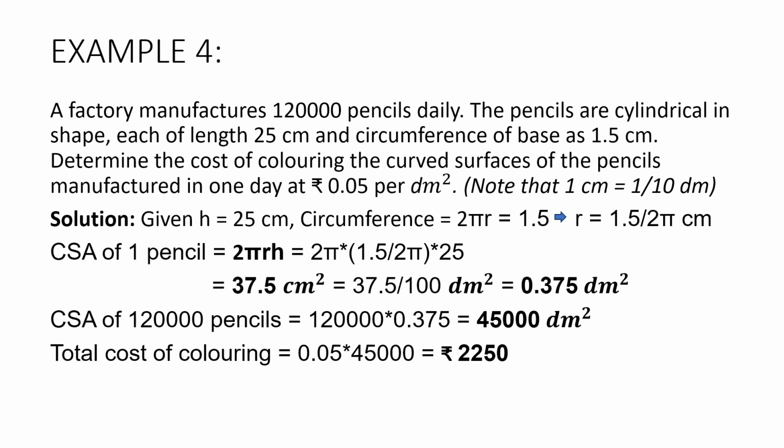Now it is given over here, height of a pencil is 25 cm. The base will be a circle. The circumference of a circle is 2 pi r, which is given to be 1.5.